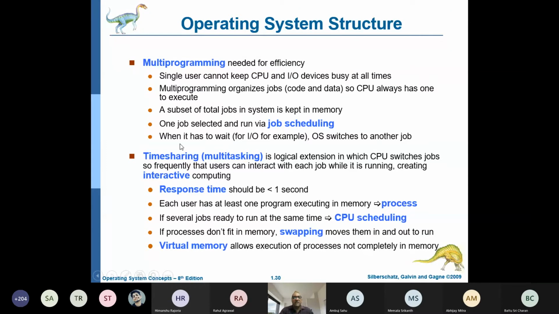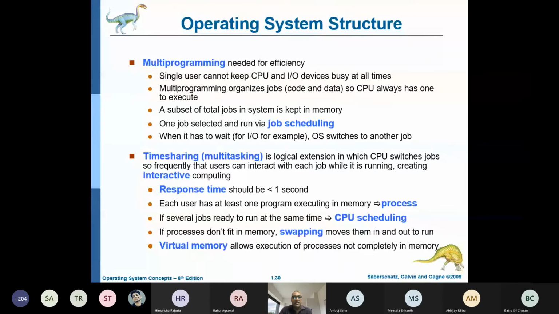Here the response time should be less than a second, because for human users, that is what makes us feel comfortable. Otherwise, we will not be comfortable.